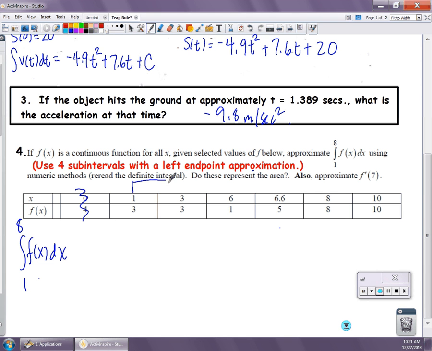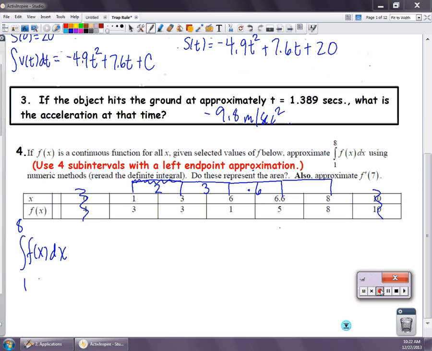So the first rectangle, rectangle number 1, goes from 1 to 3. Rectangle number 2 is from 3 to 6. Rectangle number 3 is from 6 to 6.6. And rectangle number 4 is 6.6 to 8. And again, we have another extra data point, at least for this particular problem. Okay, so rectangle number 1. Another thing you notice is that the width of this rectangle is 3 minus 1, which is 2. The width here is 3, so we don't have the widths in common anymore. The width is 0.6, and then the width is 1.4.